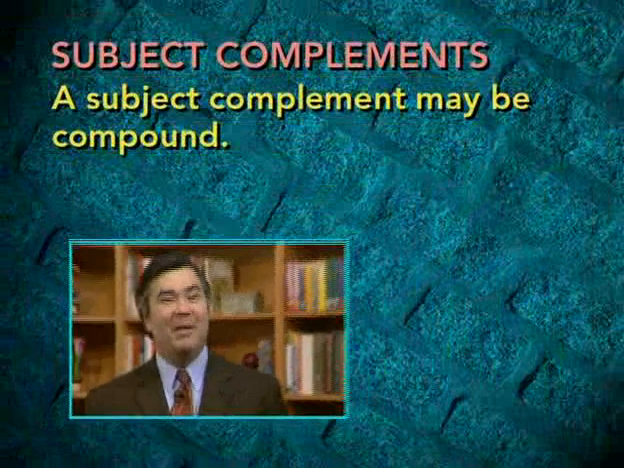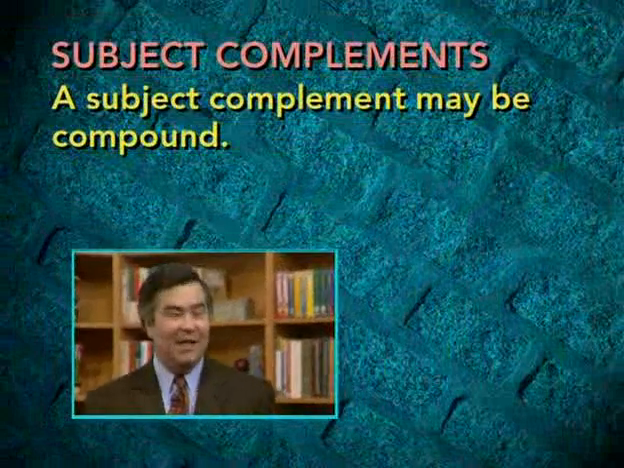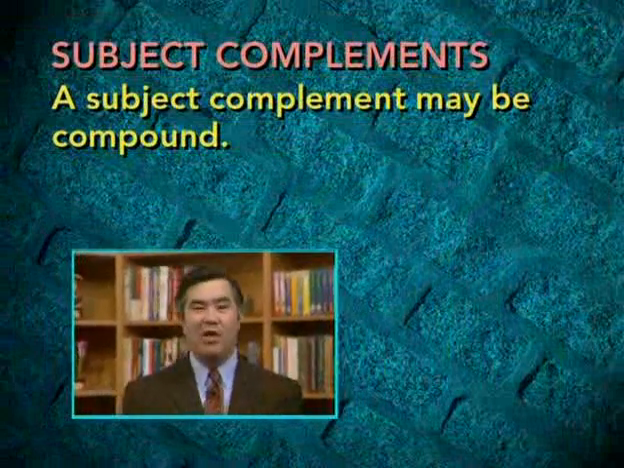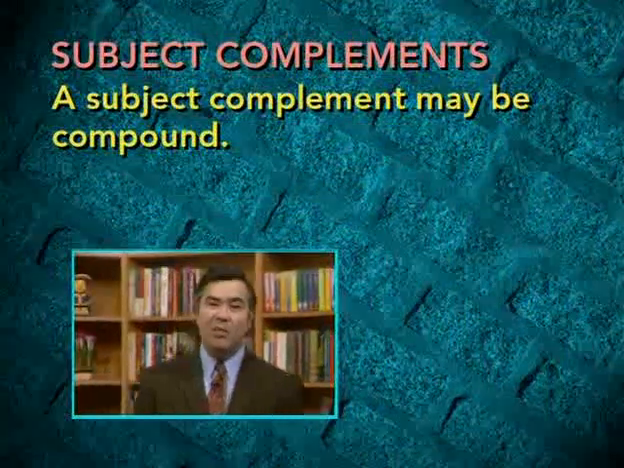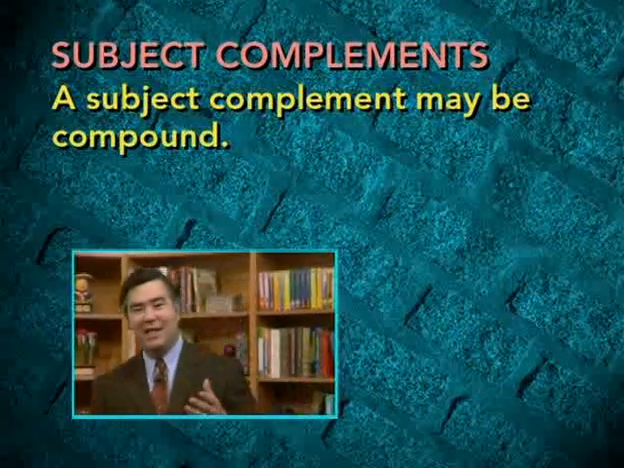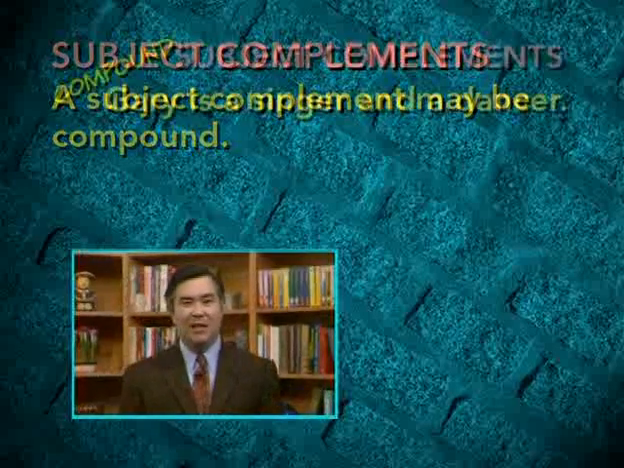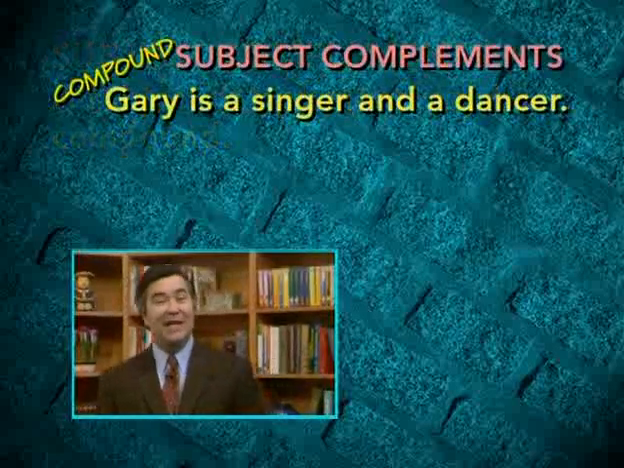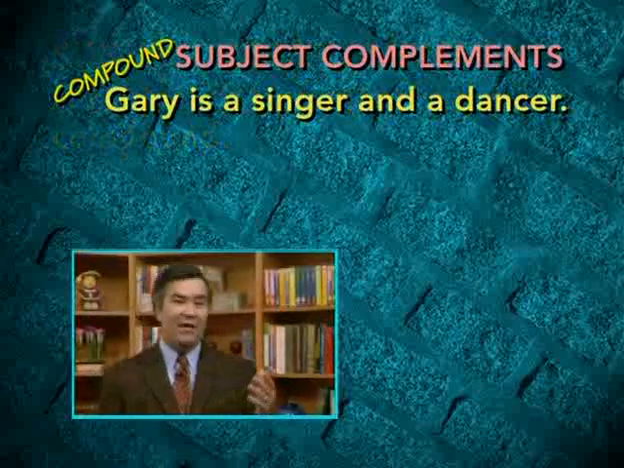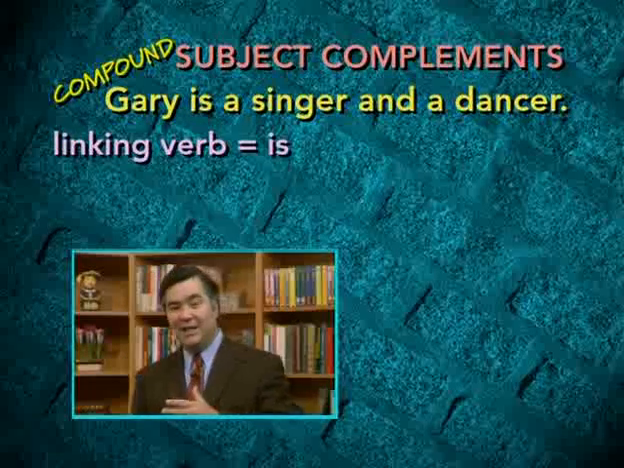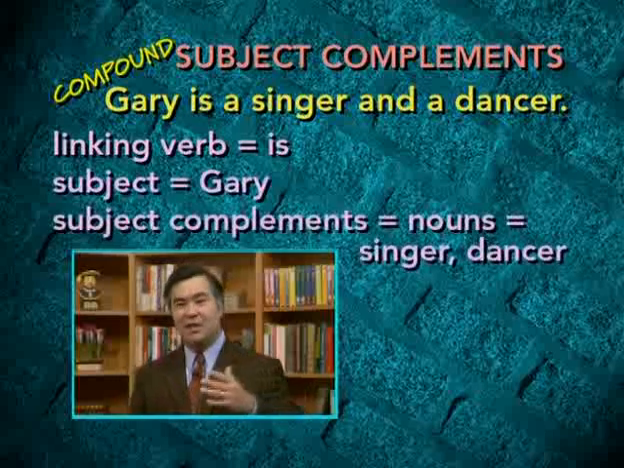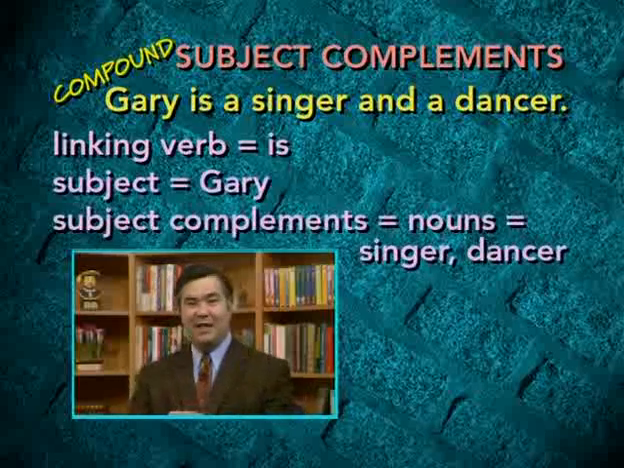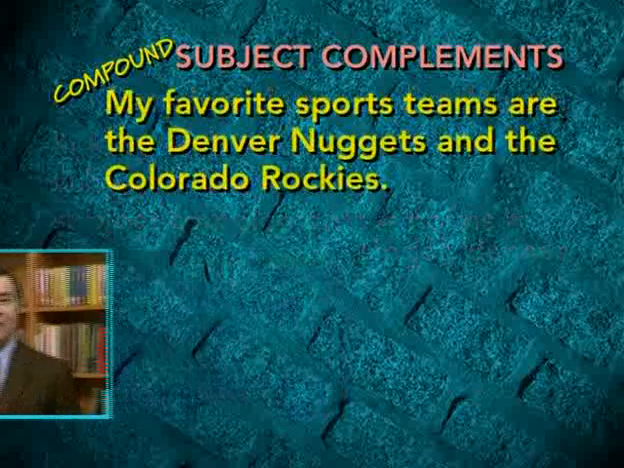And just like the other forms of sentence complements that we've looked at in this program, a subject complement may be compound. In other words, there may be more than one word included in the subject complement, and the two or more words would normally be joined by a coordinating conjunction. For example, Gary is a singer and a dancer. Here we have the linking verb is linking the subject Gary to two words which are nouns, which are the subject complements, singer, dancer.